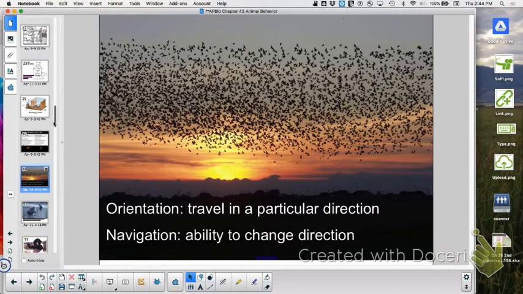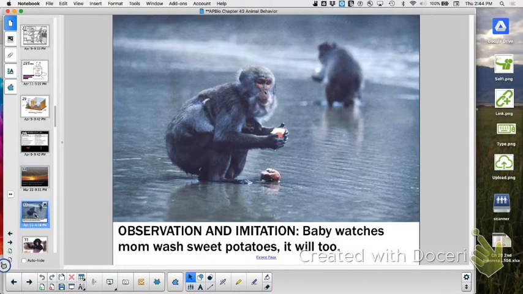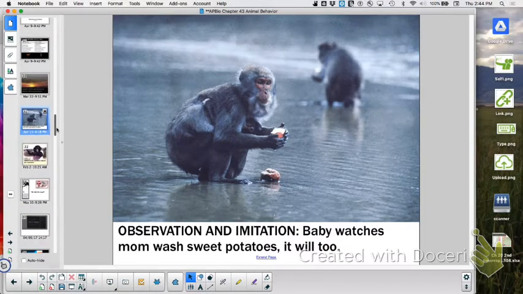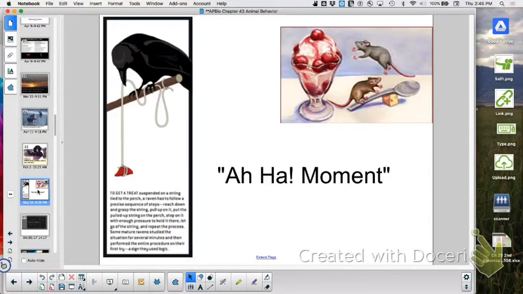We also looked at observation and imitation as a form of learning, and we looked at insight learning, having that aha moment. The only real one I provided you with was the crow figuring out a way to access the food by pulling up the string.